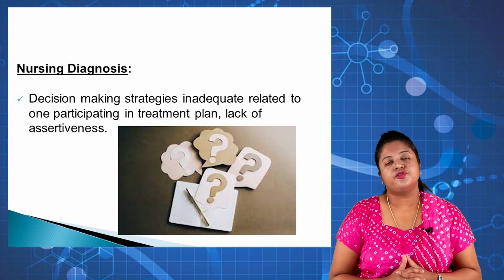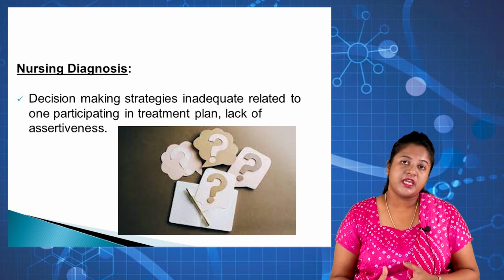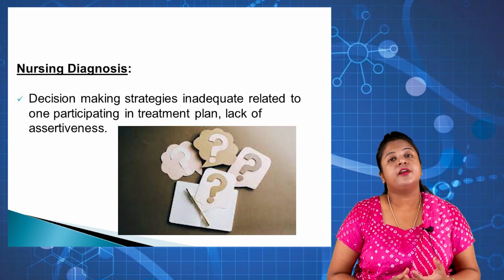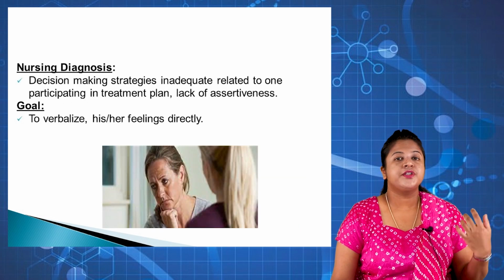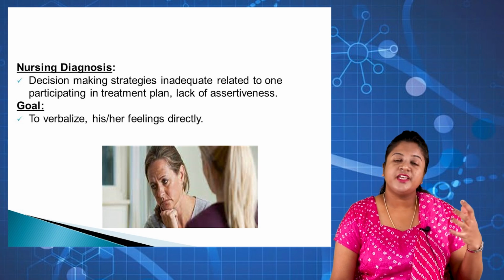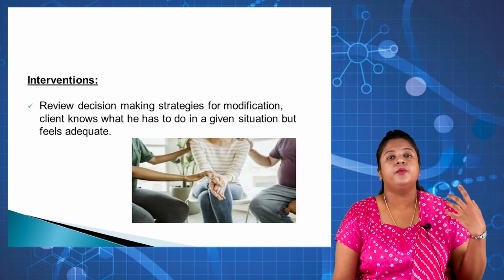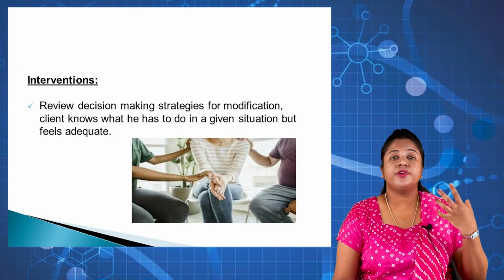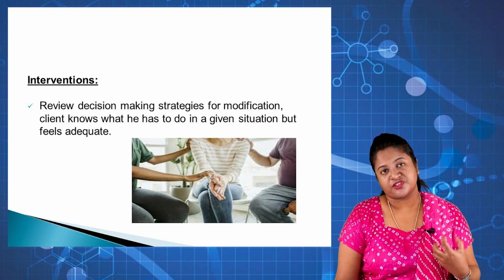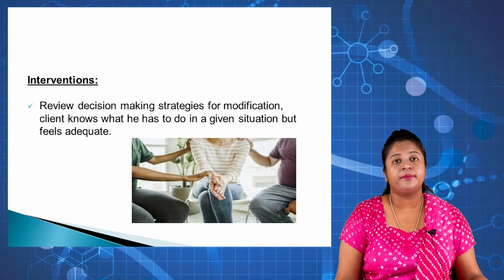The next nursing diagnosis is inadequate decision making related to not participating in the treatment plan or lack of assertiveness. What is the goal here? The goal here is that the client should verbalize his or her feelings directly. What are the nursing interventions? So review with the client the decision-making strategies that he has to modify the particular behavior.